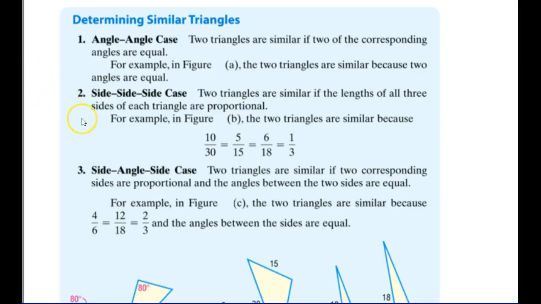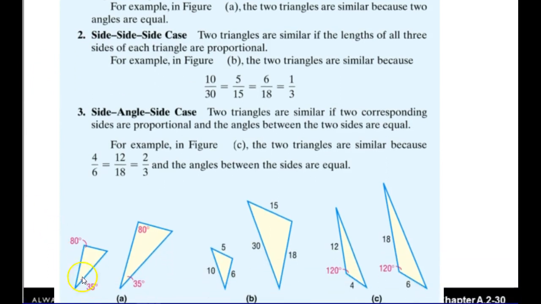There are a couple of ways I can determine if we have similar triangles. The first one is angle, angle. If I know 2 angles of my triangle, which would in fact also tell me the third angle, because I know all angles in a triangle sum to 180, then I know that they are similar triangles.